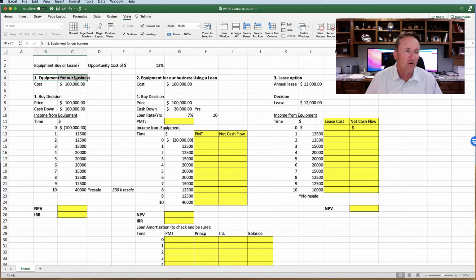All right, so we've got equipment purchase option 1. We're just going to buy this equipment for $100,000. And we've got our projected cash flows of where we're going to use this equipment and how much we think we can earn on it doing jobs.